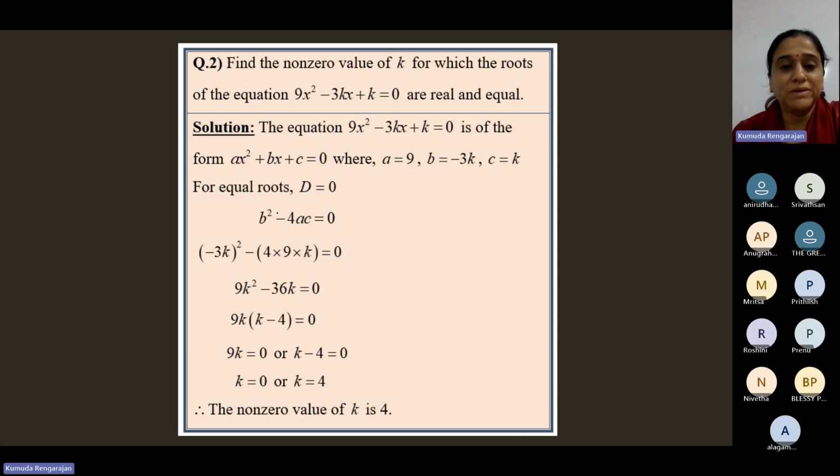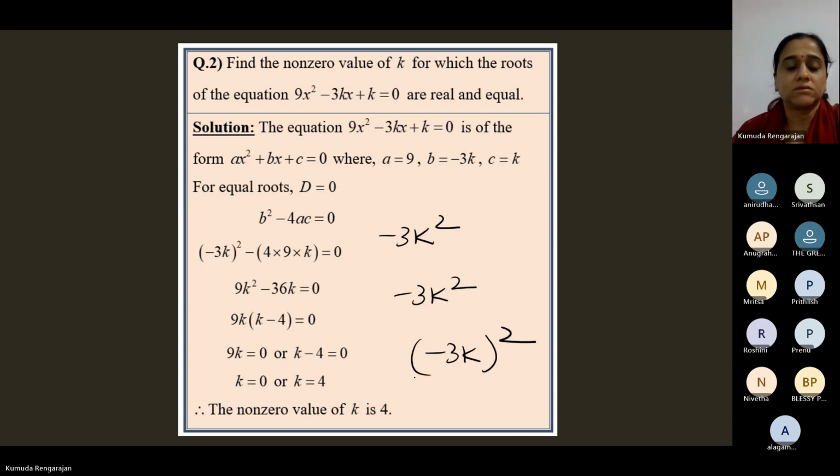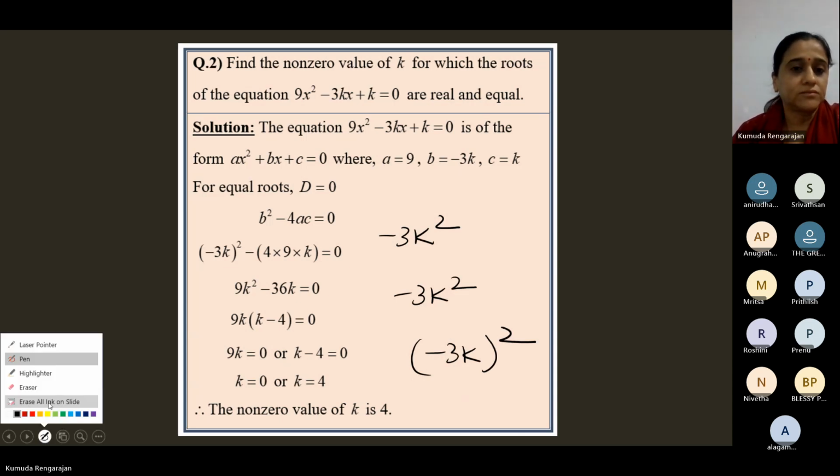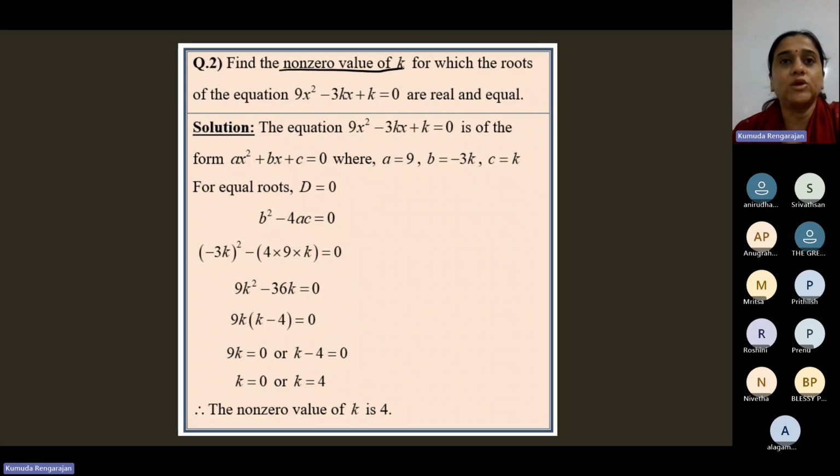Be careful when you write B square, don't write B and square like this. That's wrong. The whole of B has to be squared. And we have to find the non-zero value of K. So K is equal to 0. No, find the non-zero value of K. So K is equal to 4. So the non-zero value of K is 4.